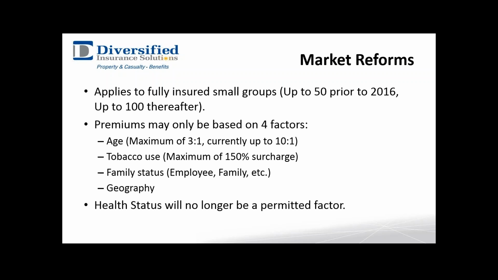And then geography. So in the state of Wisconsin, there's 17 different rating areas. And so what that means is that the cost of coverage might be more in Milwaukee versus Waukesha, or maybe versus Watertown, or whatever the different areas might be. But it's geographic driven, and the carriers have the right to have that as a factor in the premiums that they issue. But the biggest thing is that health status is no longer a permitted factor.